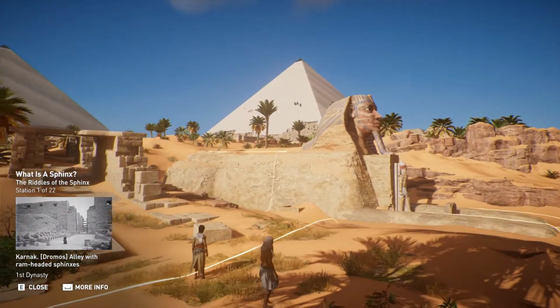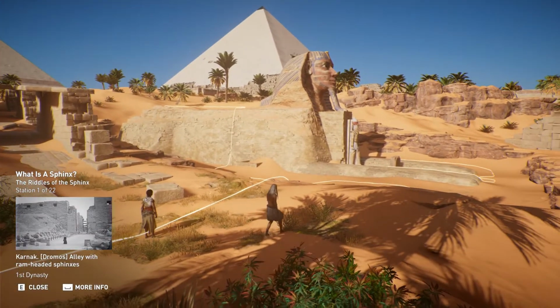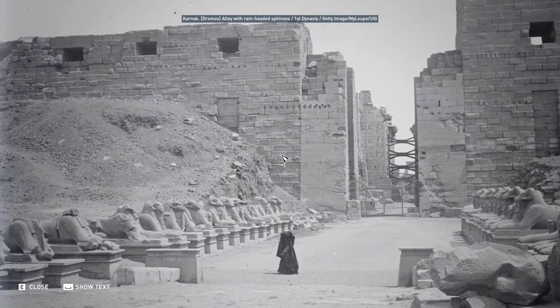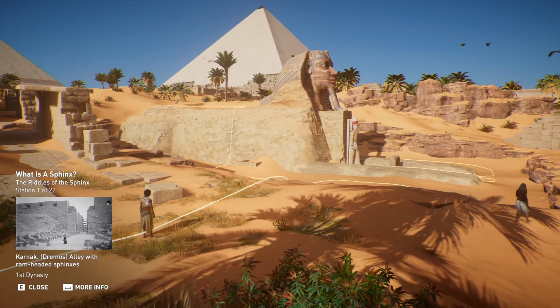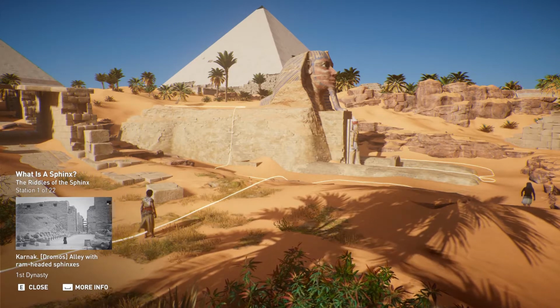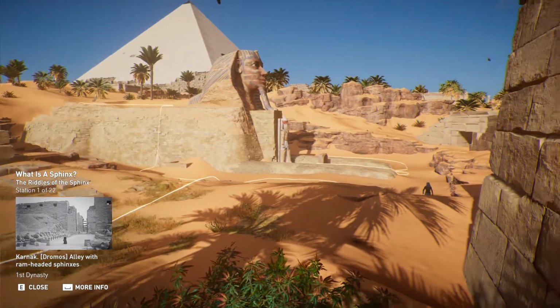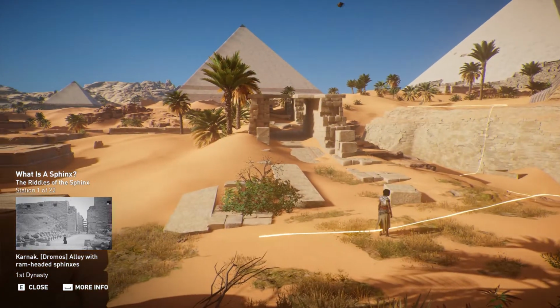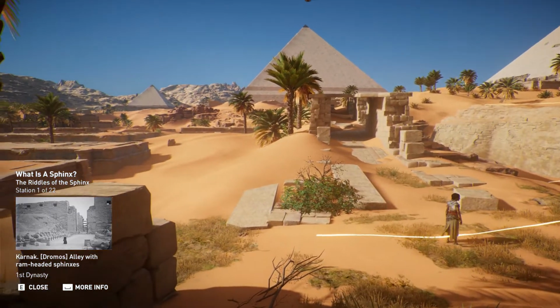A sphinx was originally meant to be a personification of the king. The human head, wearing pharaonic regalia, was fused with the body of a lion, thus sharing the qualities the powerful animal possessed, namely its power, the swiftness of its attack, and its majestic authority. By these very virtues, it was also considered a symbol of protection.